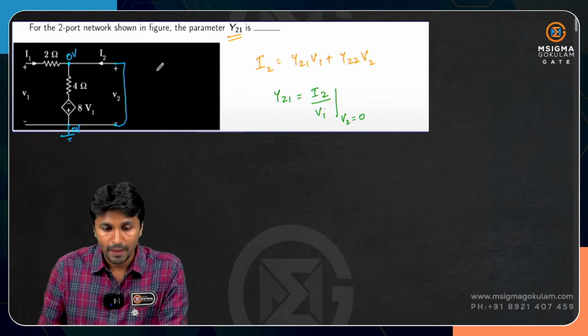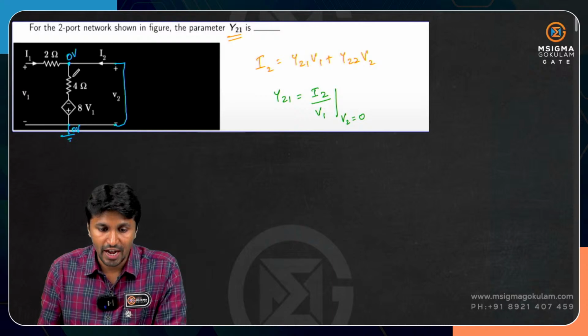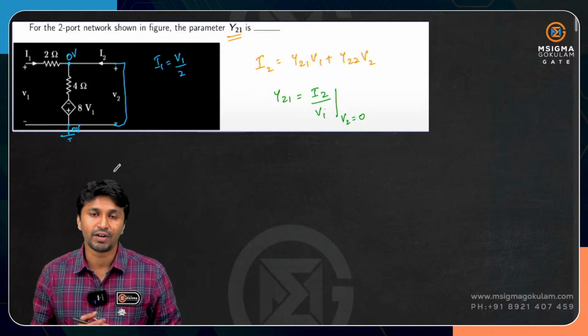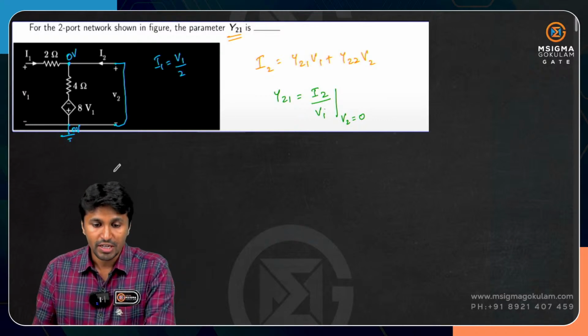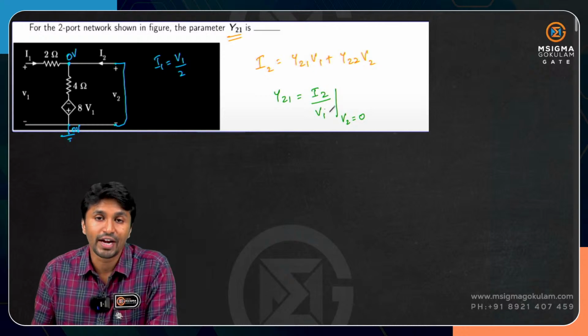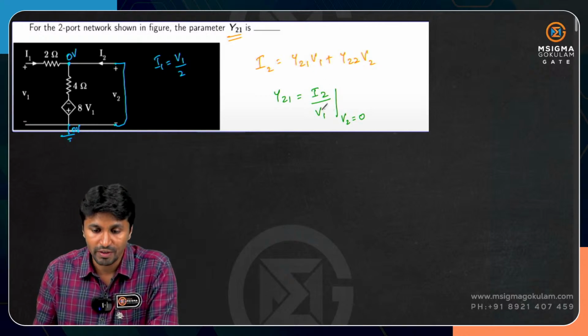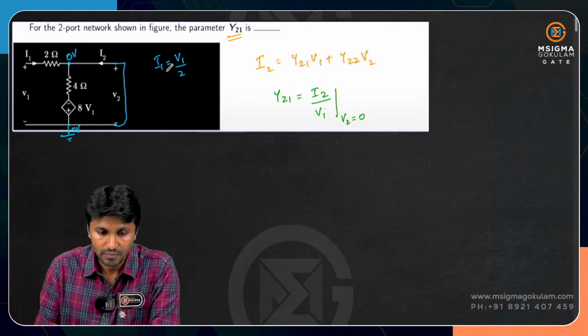So what is I1 flowing through this particular branch? I1 is equal to V1 by 2, right? What we require is the ratio of I2 by V1. So look at this one. This is I1 and this is I2, right?